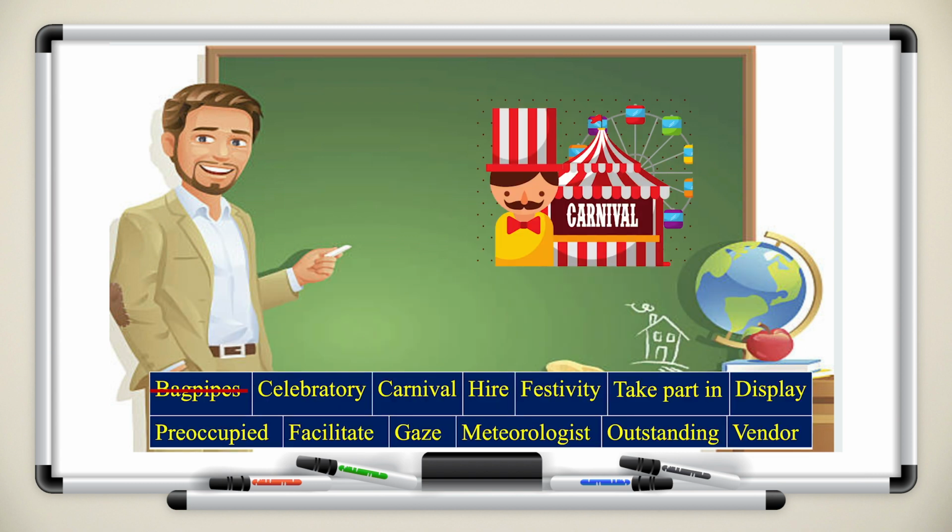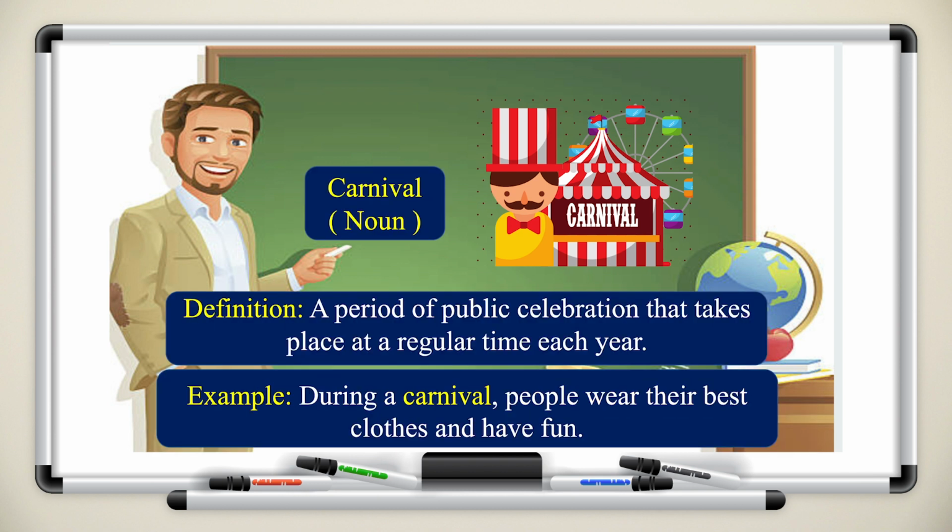Look at this picture, and this picture describes itself, but try to guess. It refers to which word? It refers to carnival. The definition is a period of public celebration that takes place at a regular time each year. Now, here's an example. During a carnival, people wear their best clothes and have fun.